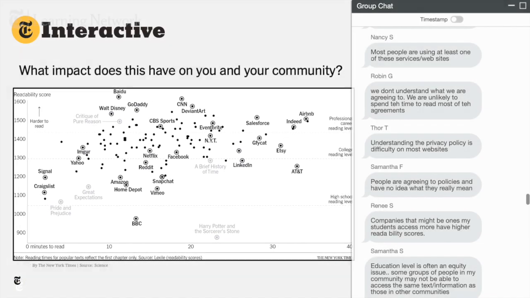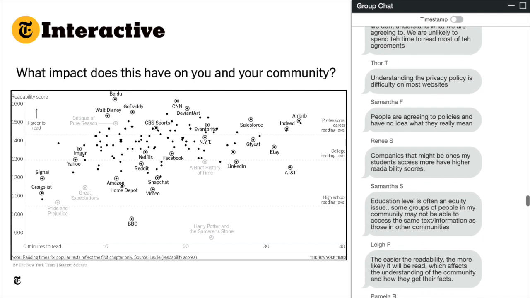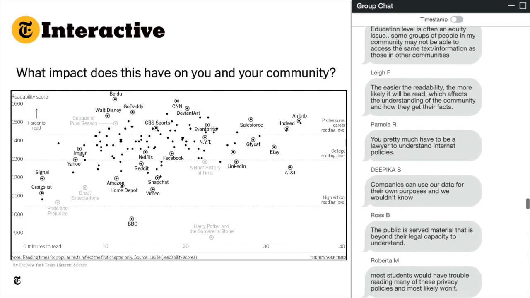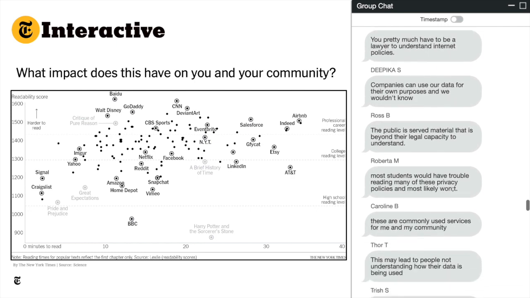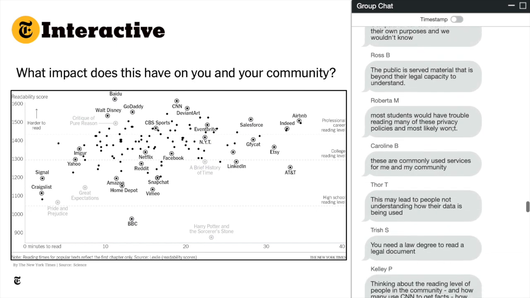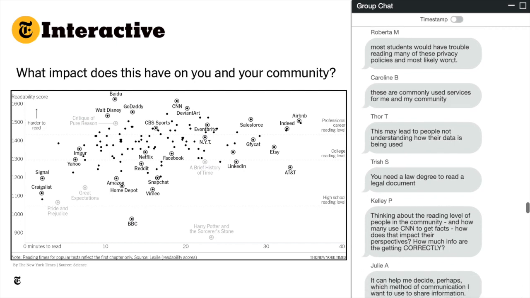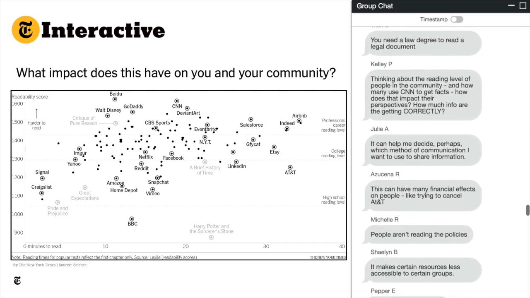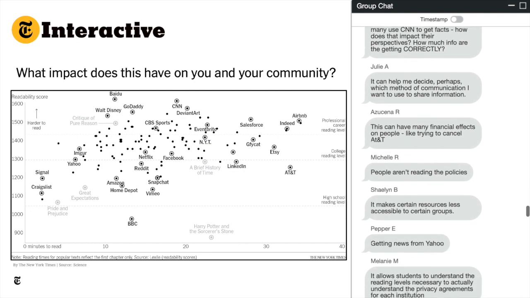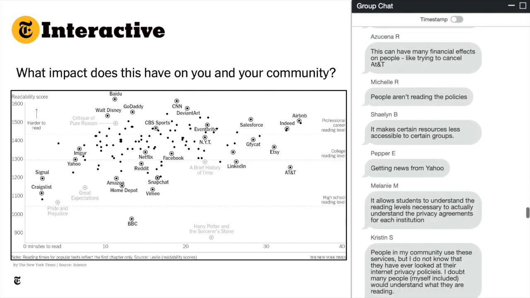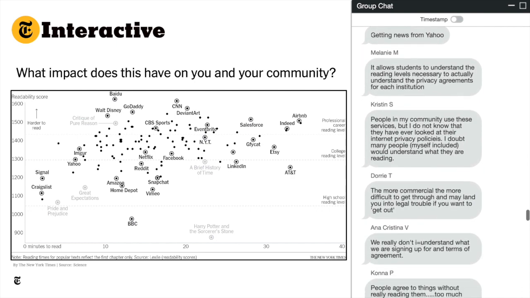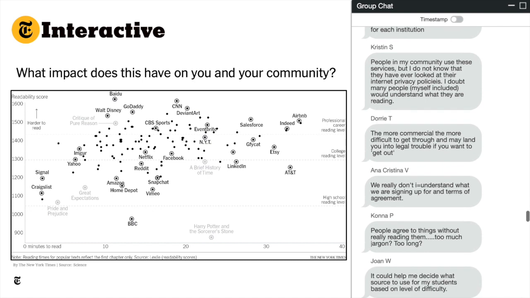Okay, so we have a lot of responses coming in here. Let's see what some folks are saying. All right, so one person said, we really don't understand what we are signing up for in the terms and agreements part. Another person mentioned that people are probably not likely to read much of these. Other people are saying it could help me decide what sources to use for my students based on level of difficulty. That's really interesting.